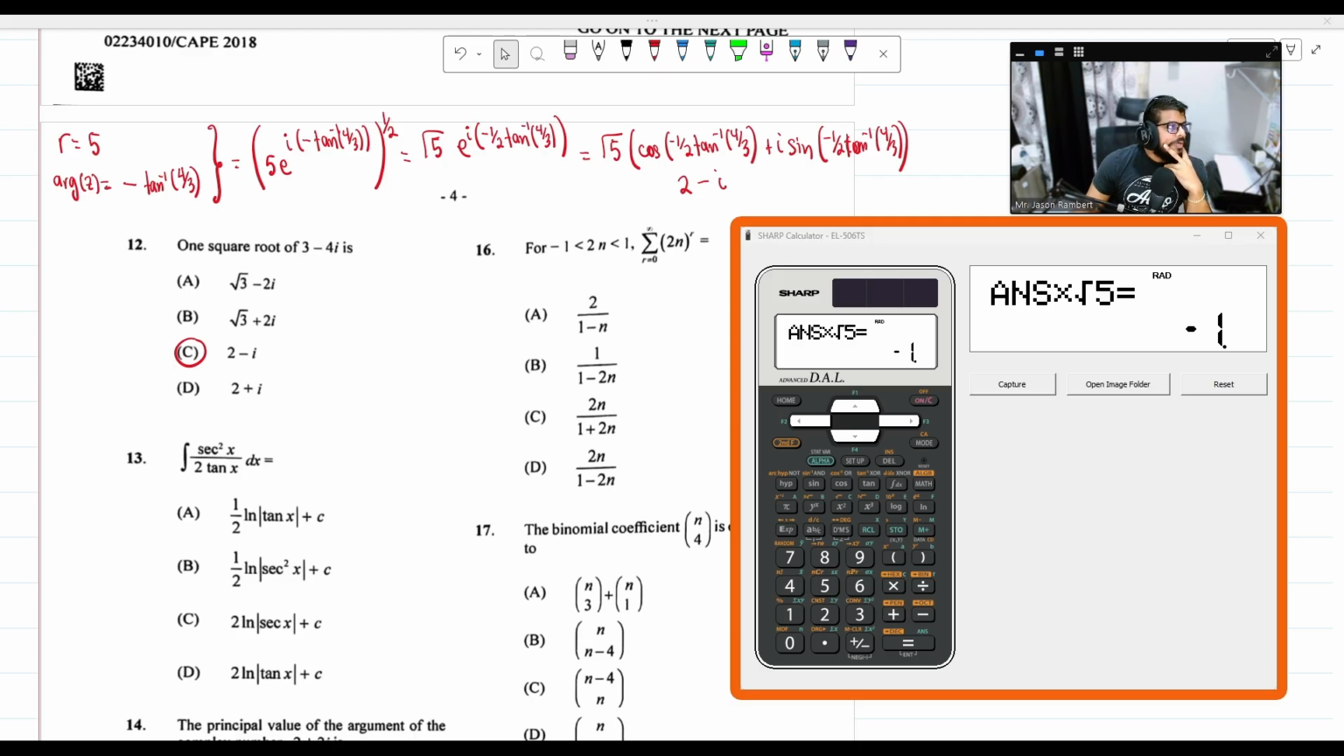You could also square any of the options to see which one gives back 3 plus 4i, which is option C. Yes, you can do that as well. All right. So if we were to square each of the complex numbers, you could get back the option.